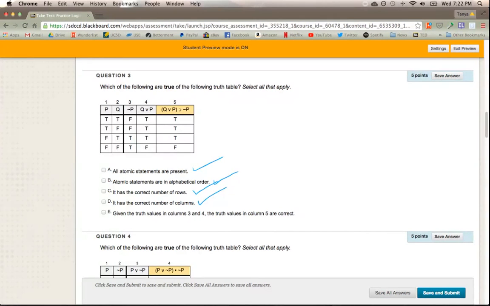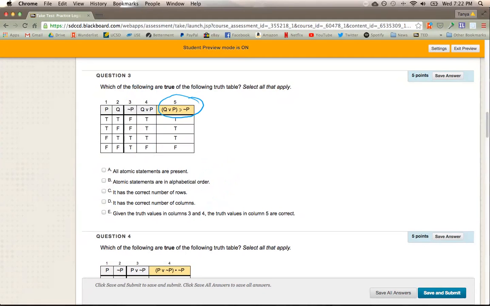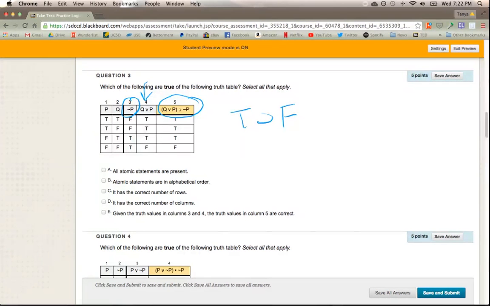The last thing to do is, given the truth values in columns 3 and 4, are the truth values in column 5 correct? Column 5 is a conditional, and the antecedent is Q or P, and not P is the consequent. There is only one case where a conditional is false: when the antecedent is true and the consequent is false. The antecedent and the consequent are not in the same order as the conditional, so we have to be careful to identify the antecedent. So where is the antecedent true and the consequent false, if anywhere?